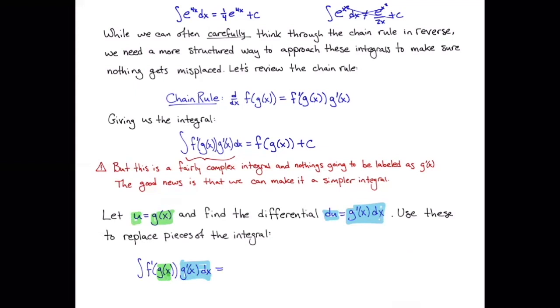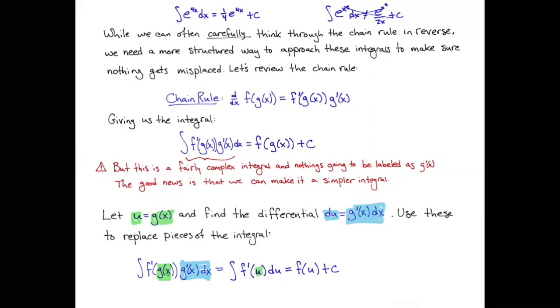And so when I look at this integral, everywhere I see something that's highlighted, I'm going to replace it. So f prime of g of x is going to become f prime of u. g prime of x times dx is going to become du. And then I look at that integral and say, oh, that's just asking what has f prime of u as its derivative when u is the variable. And that would just be f of u plus c.